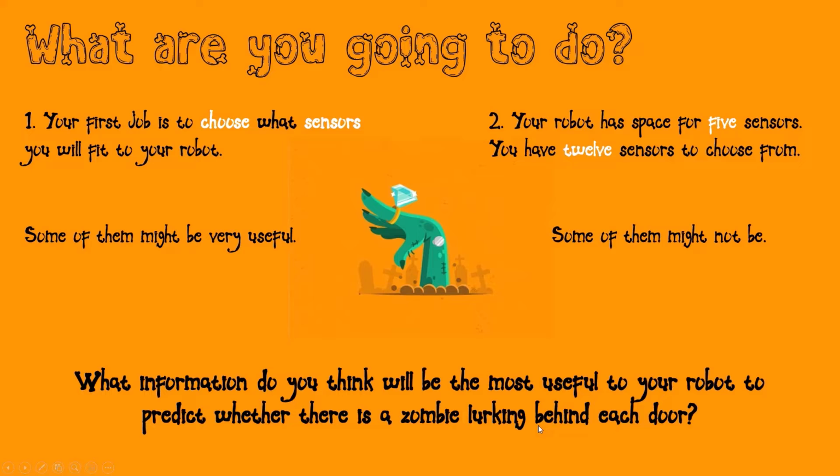So, now we know the rules of the game, and we might ask the question, what are we going to do? Your first job is to choose what sensors you will feed to your robot. As you remember, we said in the previous slide that you have only 5 sensors, so you have to choose 5 sensors out of 12. Some of them might be very useful, some of them not. So you should think about this carefully and decide which sensors should be really useful in your game. So what information do you think will be the most useful to your robot to predict whether there is a zombie lurking behind each door? So think about that. Let's go further.